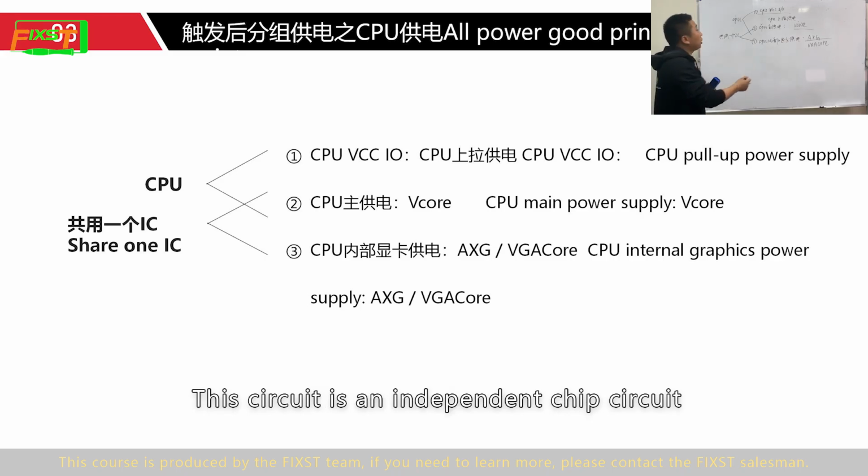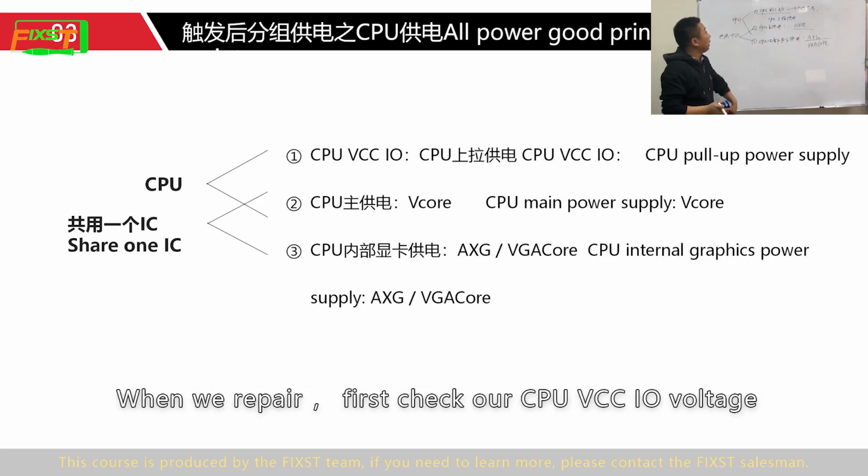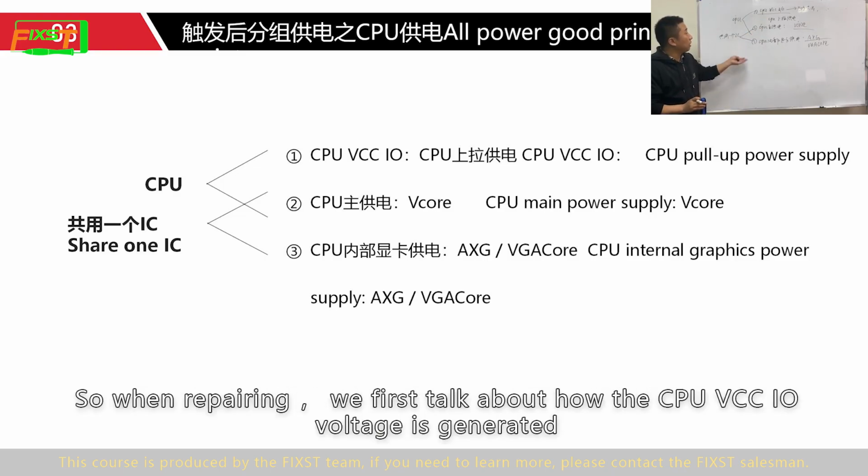This circuit is an independent chip circuit. Generally, its design is the same. When we repair, first check our CPU VCCIO voltage, and then check these 2 power supplies. So when repairing, we first talk about how the CPU VCCIO voltage is generated.